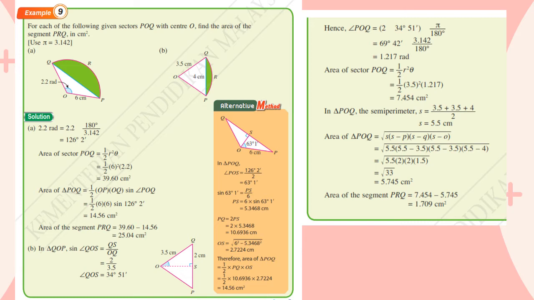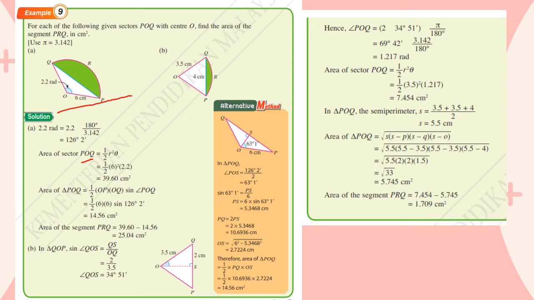Look at the first example. In this diagram, you are given the radius of the circle, which is 6 centimeters, and also the angle, which is 2.2 radians. To find the area of the segment, we actually need to find the area of the sector first, and then we subtract the area of the triangle POQ. First I will explain the area of the sector POQ.